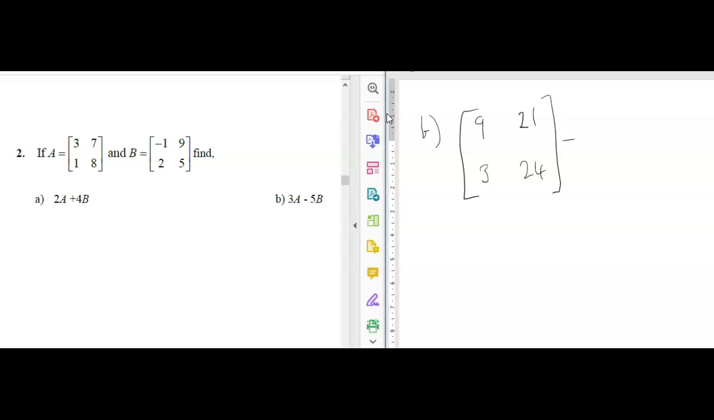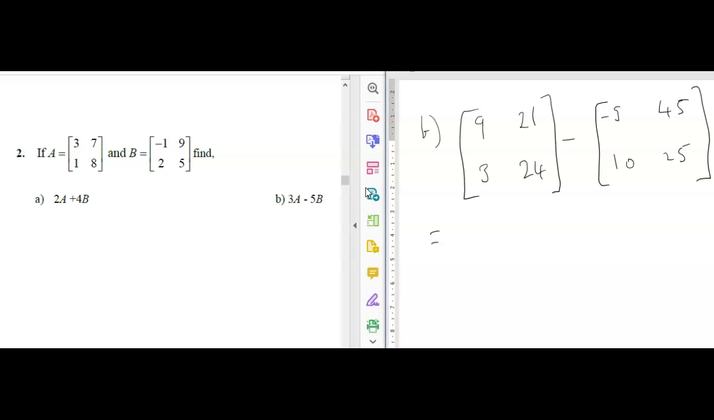And we're subtracting 5 times B. So 5 times -1 is -5. Then 45, 10, and 25. Okay, so everything in matrix B, because it's 5B, is multiplied by 5. Now, remember, subtraction, you can only subtract matrices of the same order. They're both the same order, 2 by 2.